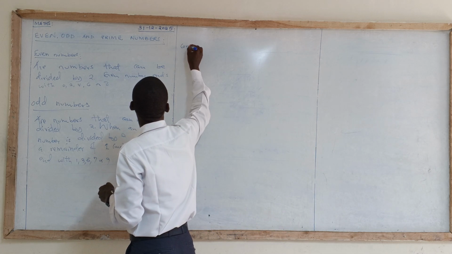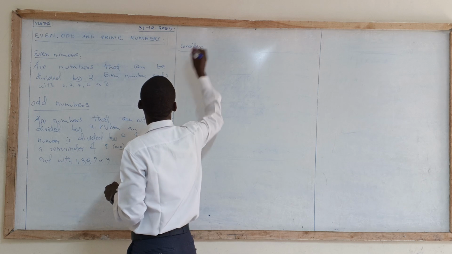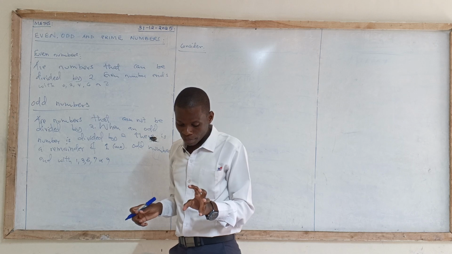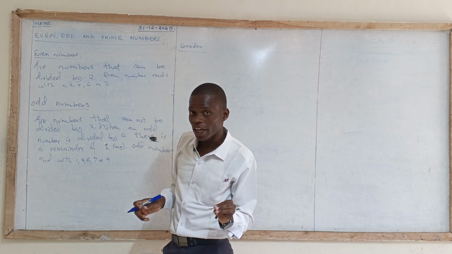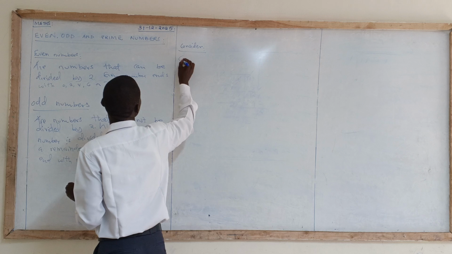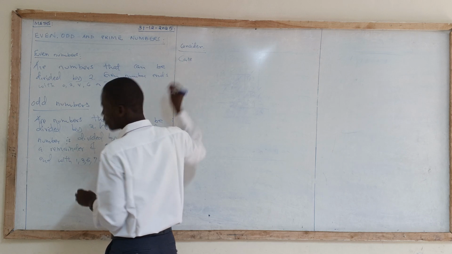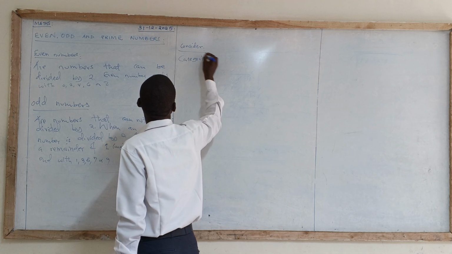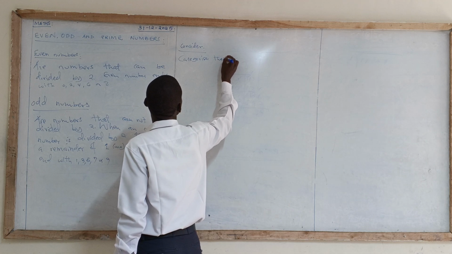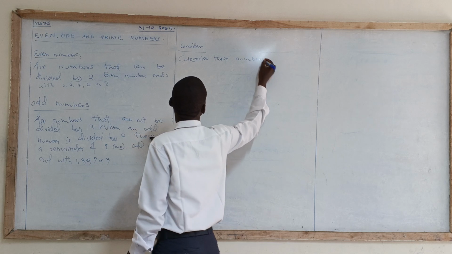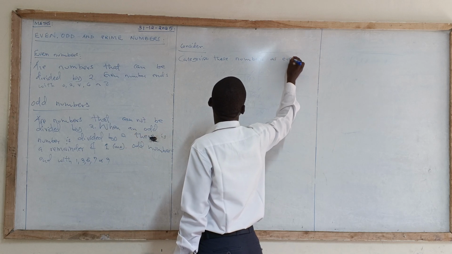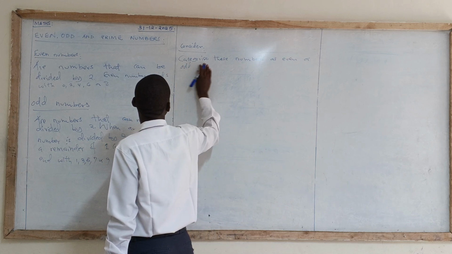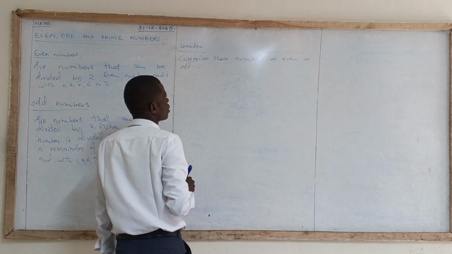Let us consider an example. What are you being told? Categorize these numbers as even or odd.